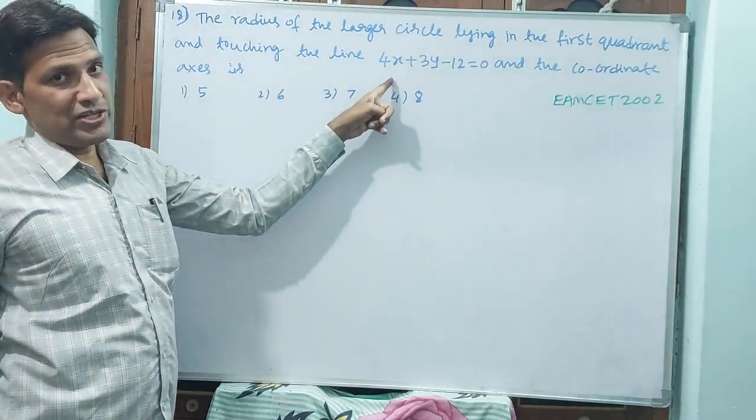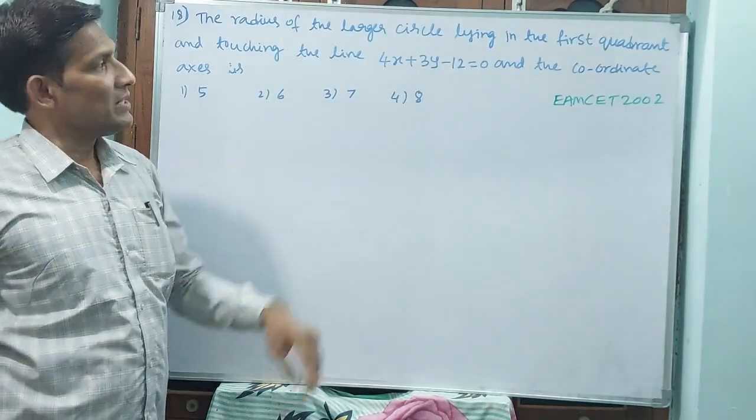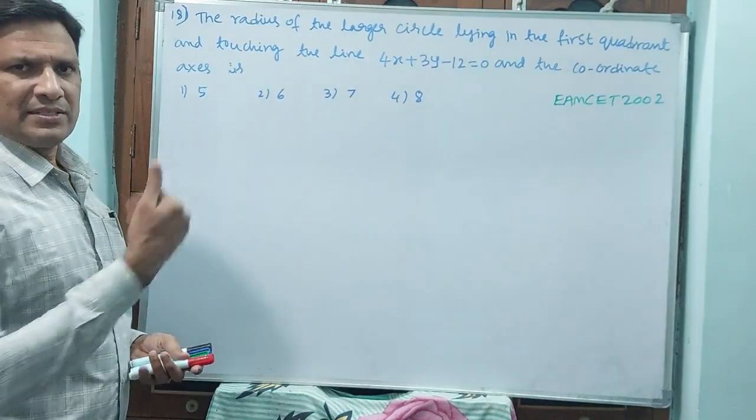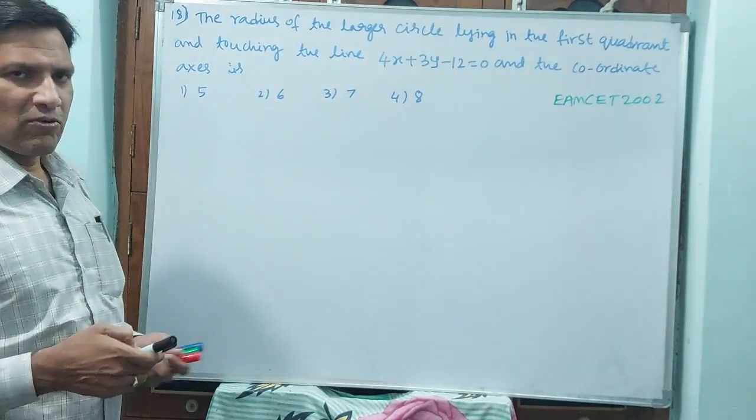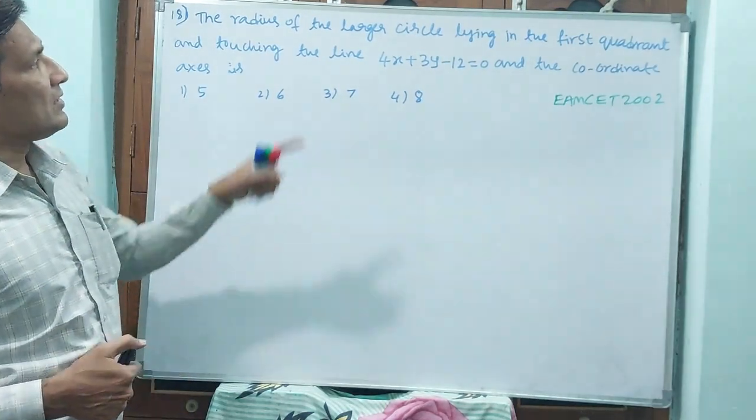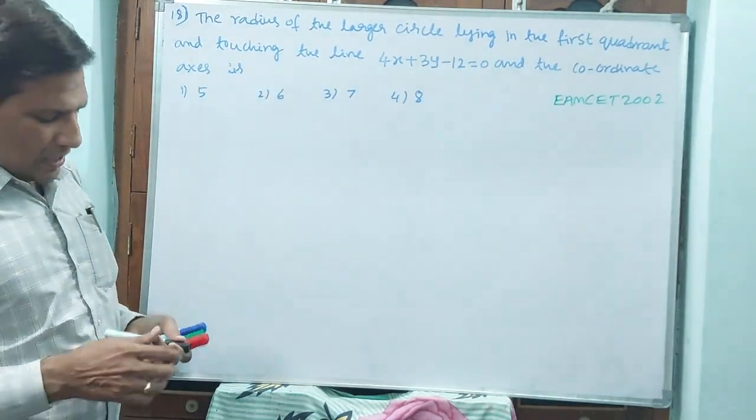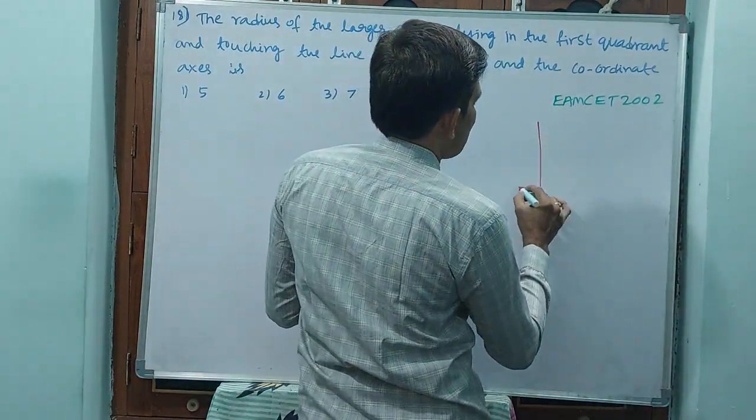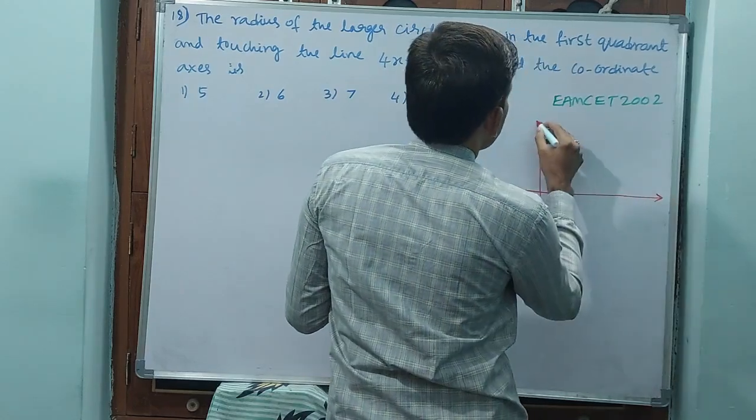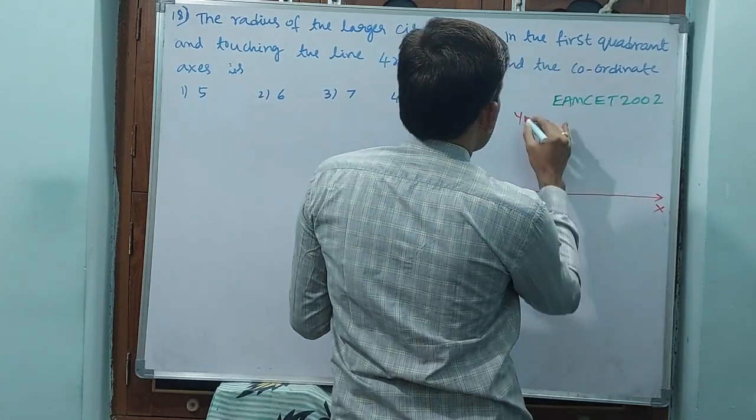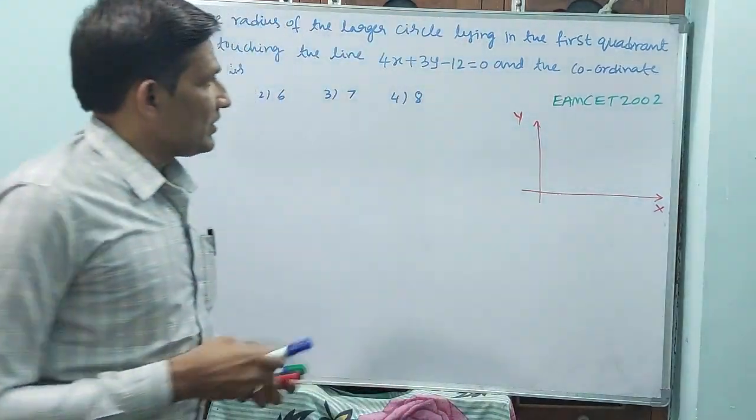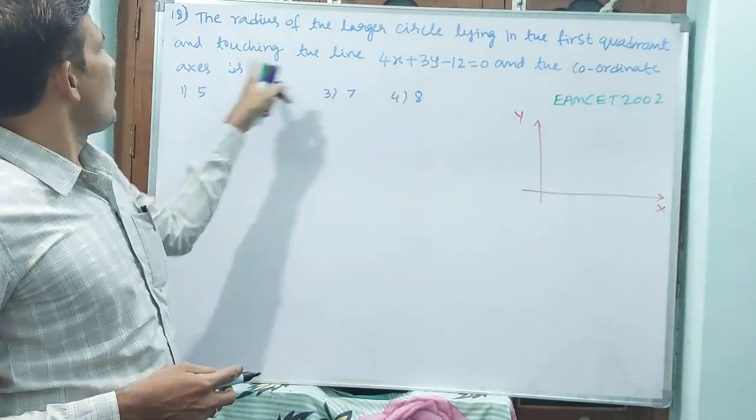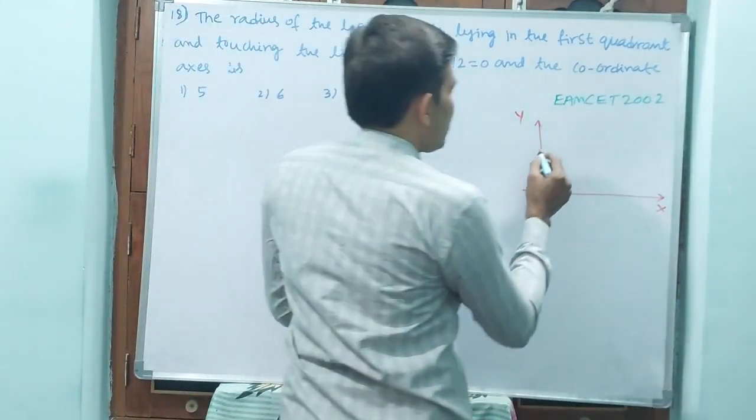Touching the line means tangent. They have given one tangent and the coordinate axes. Touching the coordinate axes means naturally the x coordinate and y coordinate of the center will be the radius, R and R. In the first quadrant both are positive. Let me draw the figure so you can visualize this. This is the first quadrant, y axis and x axis I have taken. Here the circle is touching both coordinate axes. It will touch like this.